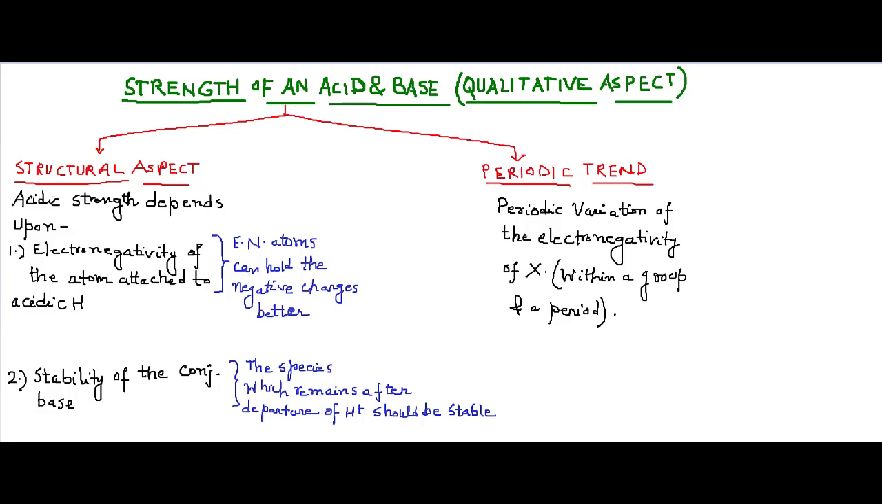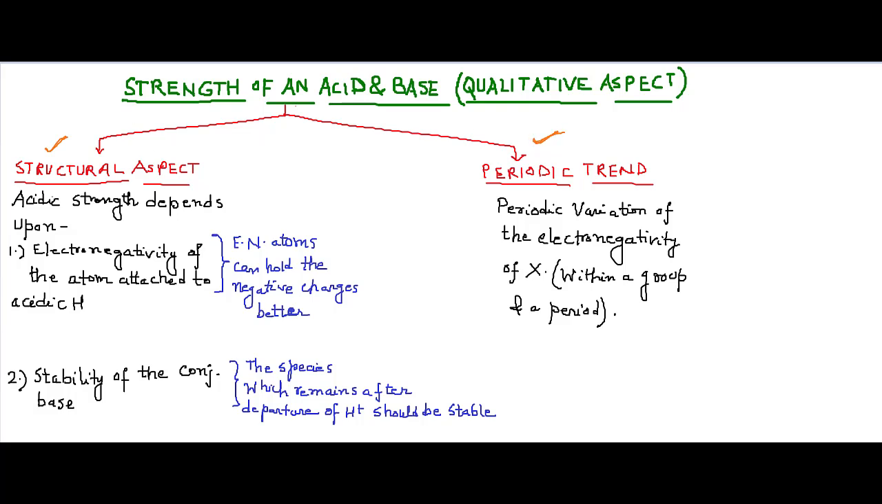Hello friends. So in this section now we will discuss the qualitative aspects that determine the strength of an acid and a base. As you can see, I have written that there are two factors that decide the strength of an acid and a base. The first factor is the structural aspect and the second factor is the periodic trend.